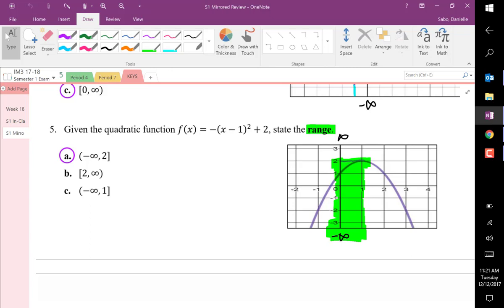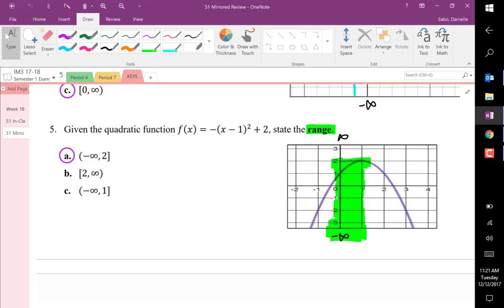So that's why you take the hour and 15 minutes that you get. Don't just turn in, done, in 10 minutes. Take your time and check your answers. Okay, do you have questions on number 5?